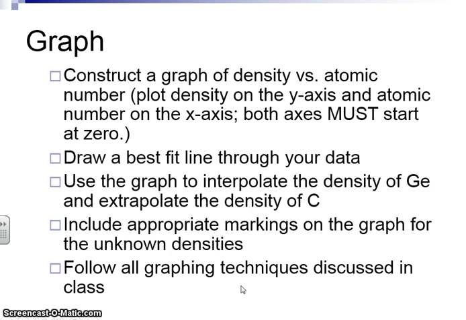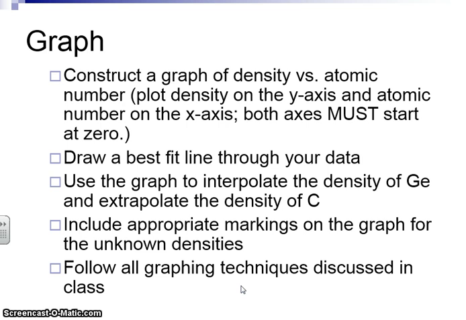Okay, so here's your graph. To construct your graph, you're going to do density versus atomic number. That means we're going to put density on our y-axis and atomic number on our x-axis. Both axes will start at 0 in this case. We're going to make a best fit line through the data, and then we're going to use the graph to find the density of germanium and carbon.